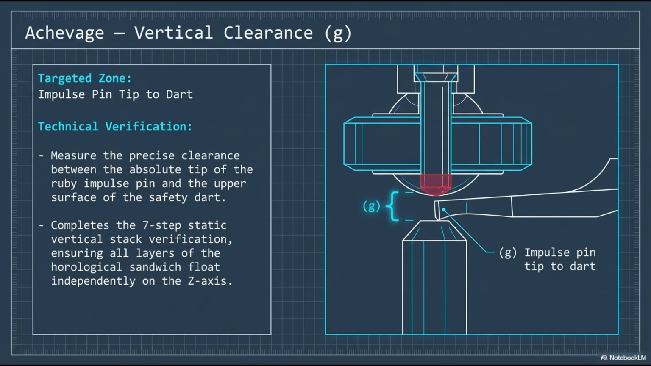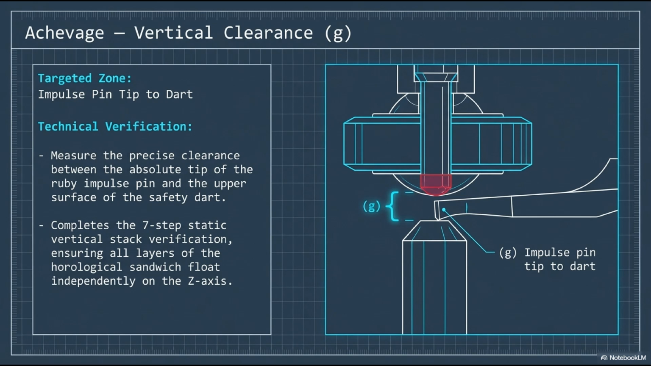Clearance G, impulse pin tip to dart. Targeted zone: the clearance between the absolute tip of the ruby impulse pin, the cheville de plateau, and the upper surface of the safety dart. Technical verification: measure the precise gap between the bottom of the impulse pin and the top of the dart. This is the final clearance in the 7-point axial audit, completing the vertical stack verification for the entire balance fork interface zone.